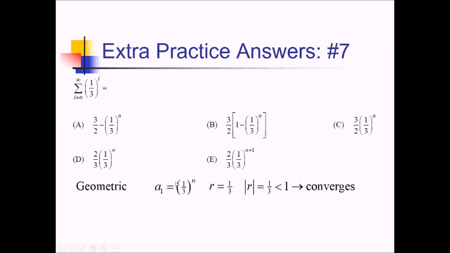That's going to be a1 over 1 minus r. So 1/3 to the n over 1 minus 1/3. And let's see here. We can simplify this a little bit to get an answer choice. 1 minus 1/3 is 2/3. And if I same change flip this thing, we've got 3/2 times 1 over 3 to the n. Is that one of our answer choices? That looks like choice C.